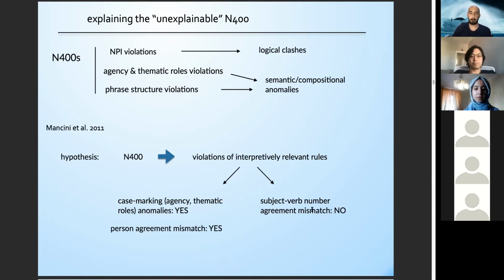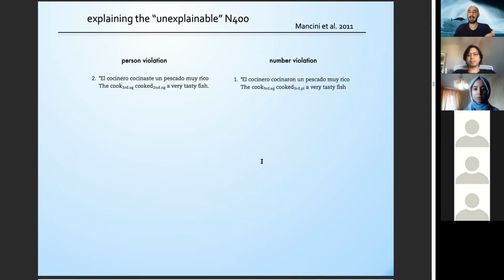Right, so the person agreement mismatch would fall within this category, because if you have a person agreement mismatch, then you have a problem at the level of interpretation. And that's exactly what she tested. So she compared the person violation and the number violation in Spanish. El cocinero cocinaste un pescado muy rico versus el cocinero cocinaron un pescado muy rico. The cook, third person singular, cooked, second person singular, a very tasty fish, versus the cook, third person singular, cooked, third person plural, a very tasty fish.